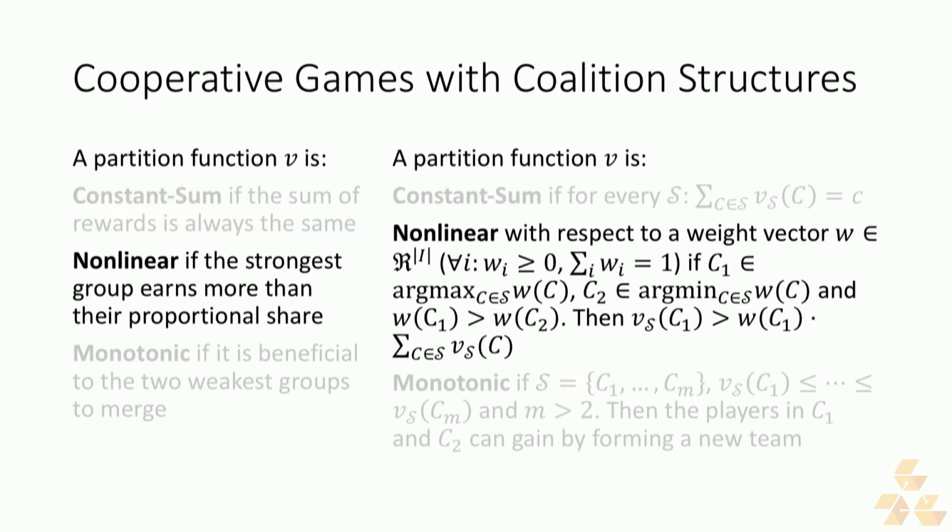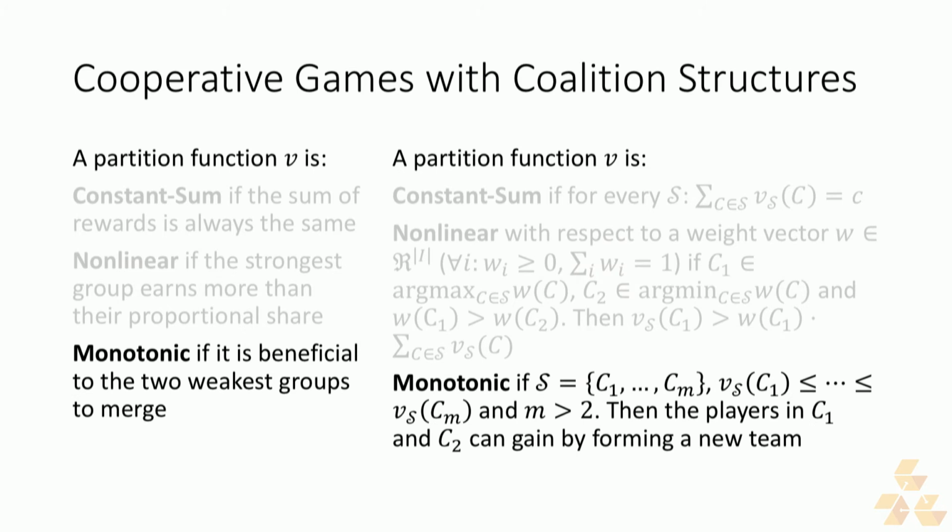The second definition is a bit more technical. We say it's non-linear. We assume that every player has some kind of weight, and we assume that the strongest team always receives more than its fair share. For example, if you have a team that controls 60% of the resources of the game, it receives more than 60% of the rewards. And the last definition is monotonic, and we say that the game is monotonic if it's always worthwhile for the two weakest groups to merge and form a new team.